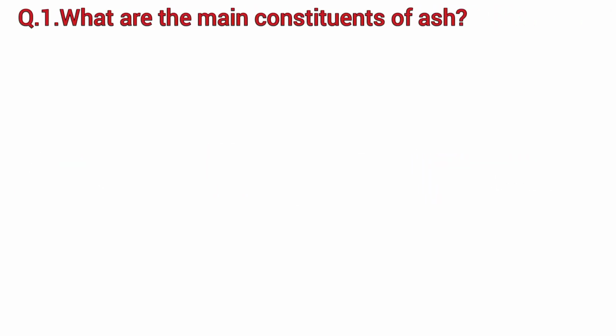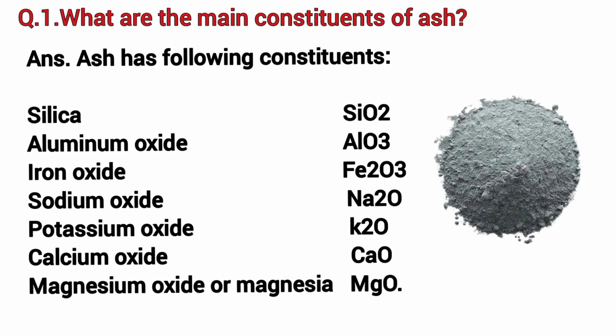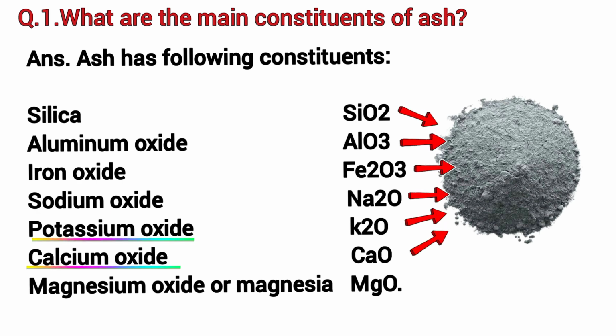What are the main constituents of ash? Ash has the following constituents: silica, SiO2; aluminum oxide, Al2O3; iron oxide, Fe2O3; sodium oxide, Na2O; potassium oxide, K2O; calcium oxide, CaO; magnesium oxide or magnesia, MgO.